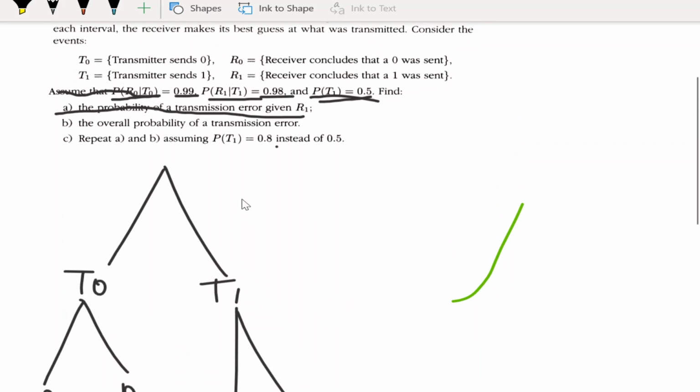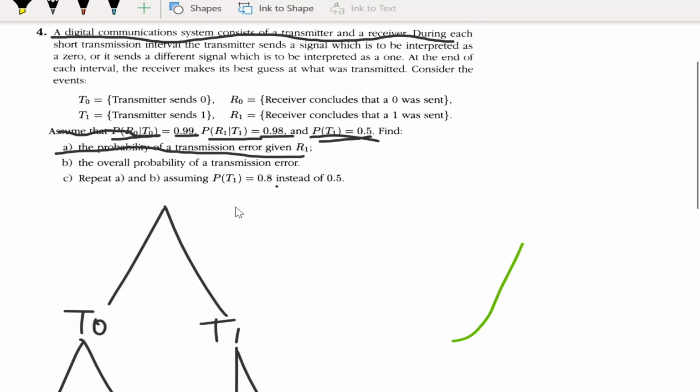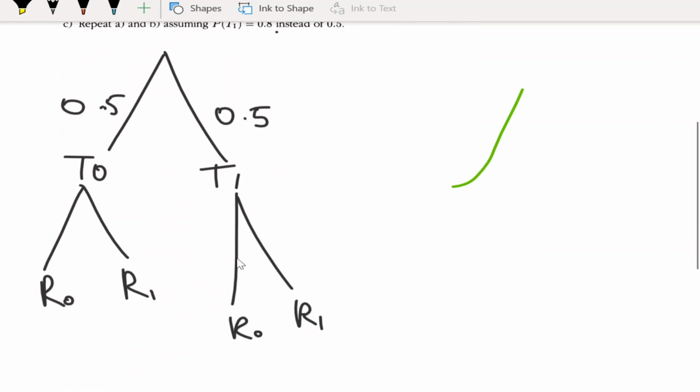Given the information we have now, we know that P of T1 is 0.5, and since each segment of a tree diagram has to total 1, T0 has to be the complement of 0.5 so that they both add up to 1. So 1 minus 0.5 is 0.5, and voila, 0.5 plus 0.5 is 1. So this segment of the tree adds up to 1, which makes sense.